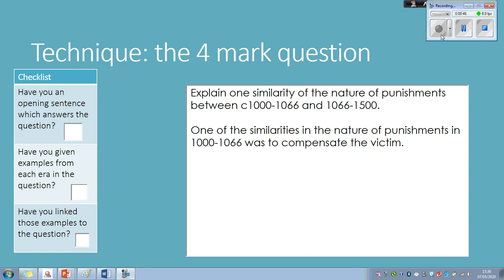So your opening sentence should identify what your similarity is. So here I'm using the wording of the question as well. So I've got one of the similarities in the nature of punishments in 1000 to 1066 was to compensate the victim. So my examples, the next thing I'm doing is giving examples from both eras, have to focus on compensation and link back with the word compensation.